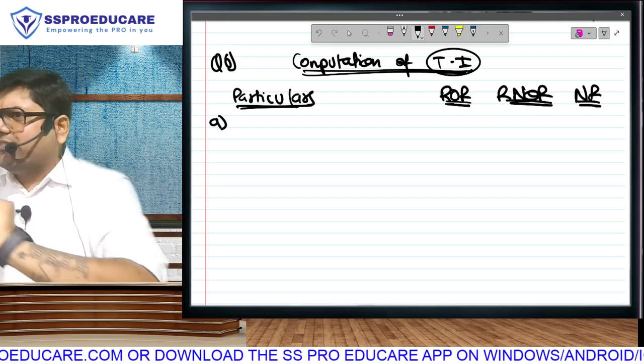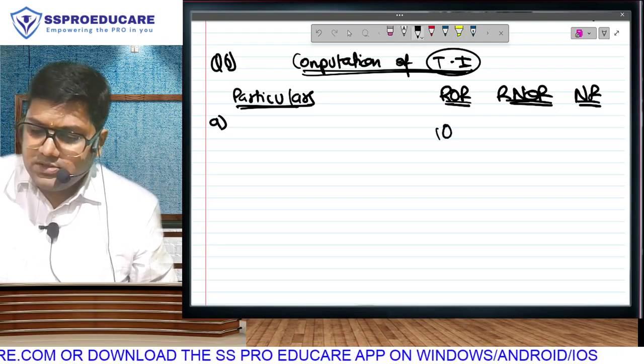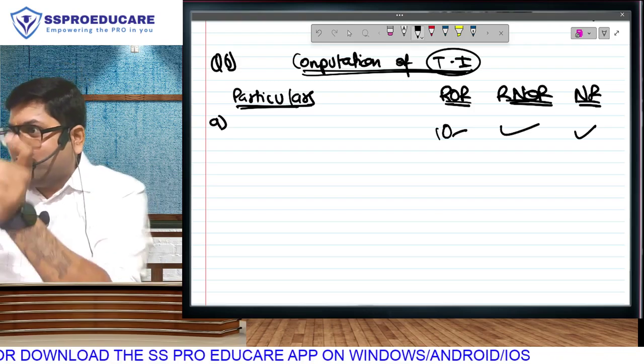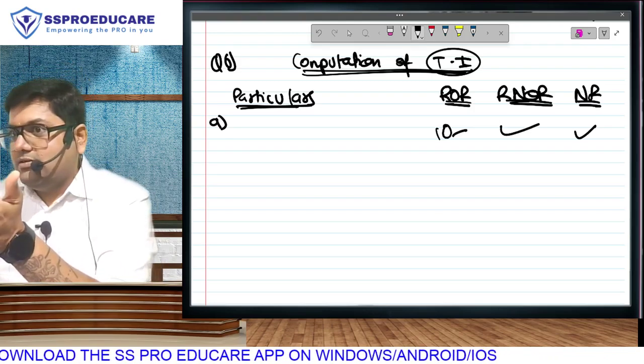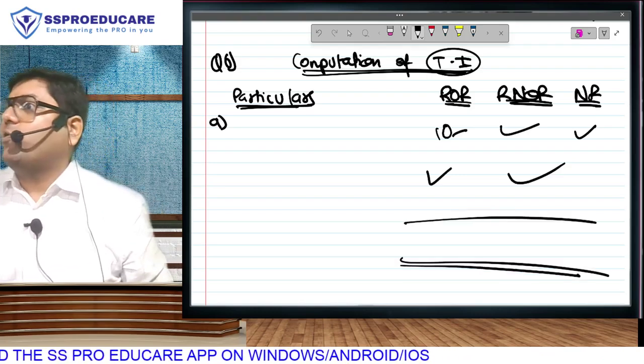Let us take an example, 10,000. We know resident, everything comes. So you write 10,000 here, full 10,000. Second column, third column, it will depend on Indian income or foreign income. Please understand, first column, nature of income doesn't matter. Accordingly, keep on writing the amounts, and finally, when you take the total, you can say how much.